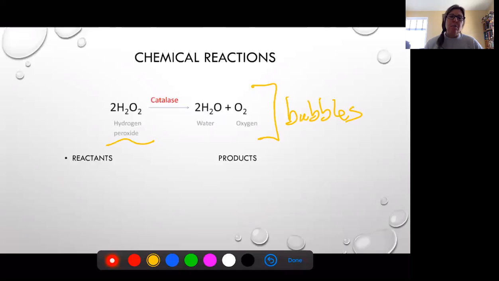So our reactants would be the hydrogen peroxide. The products would be water and oxygen, which forms bubbles. And notice that our enzyme is over the arrow. Okay, so because it is over the arrow, it means that it is not part of the reactants or the products.